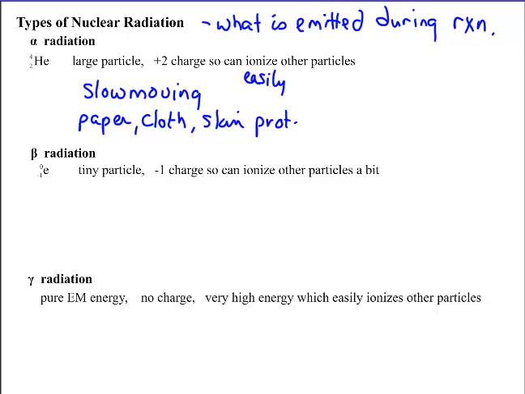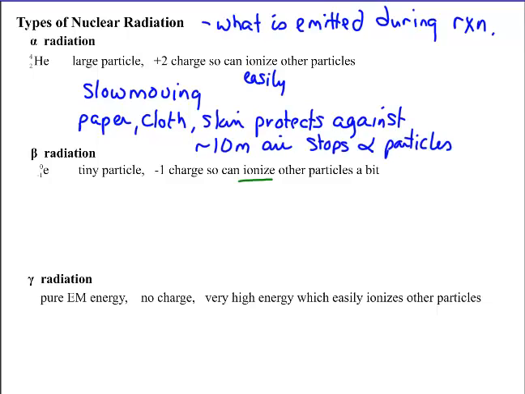Cloth would do it. In fact, the dead layer of skin on the surface of your skin will protect you against most alpha radiation. Beta particles, again, are electrons that are generated by the nucleus. They're very tiny compared to alpha particles. They're relatively fast-moving. Certainly fast compared to alpha particles. They have a -1 charge, so they can ionize particles, but not as much as alpha particles.